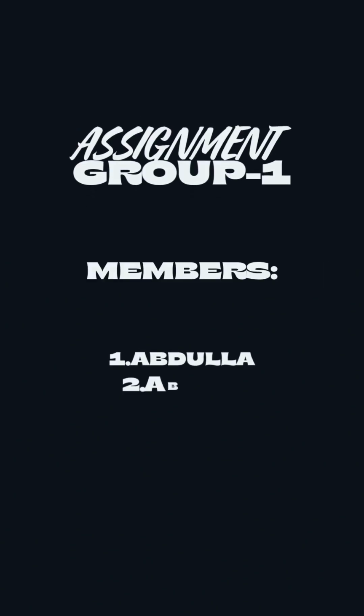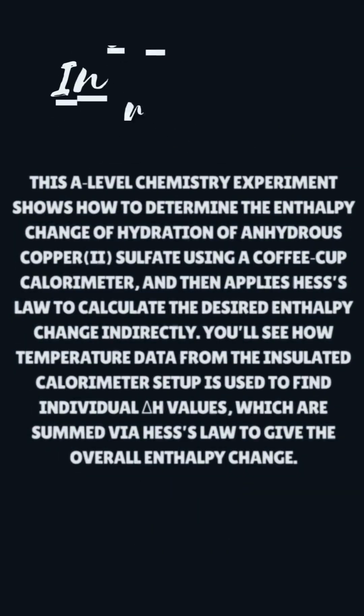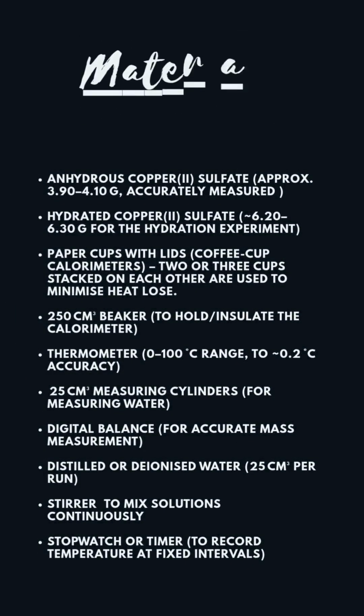This is an experimental assignment completed by Group 1 as part of our thermodynamic practical series. Here are the members. In this experiment, we will measure the enthalpy change of a reaction using a coffee cup calorimeter and apply Hess's law to calculate an indirect enthalpy change.